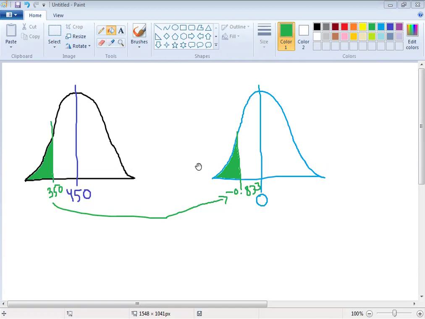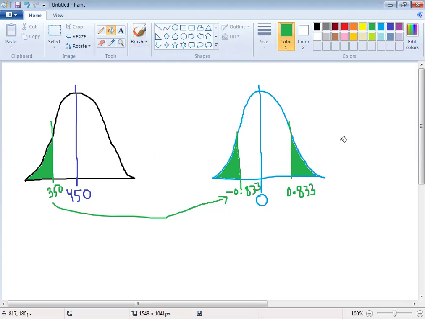If we want the area on the right, we find the left area and subtract it from 1. What is the other property of the graph? The graph is symmetrical. What does that mean? If you are trying to find the area behind minus 0.833, what is the value of Z at the center of symmetry? 0. That means the area beyond 0.833 will also be the same. Is that right?